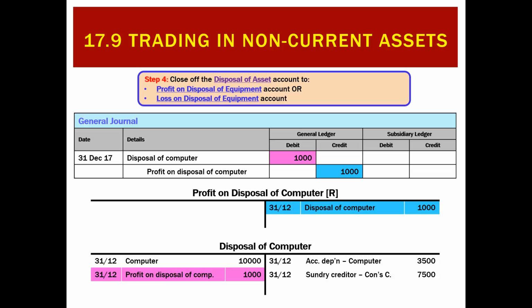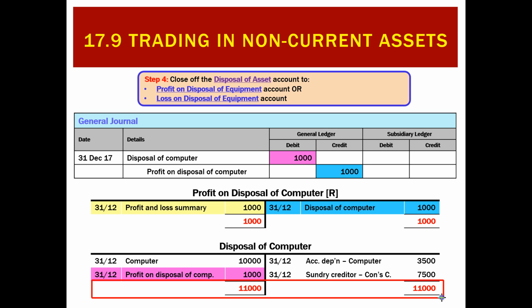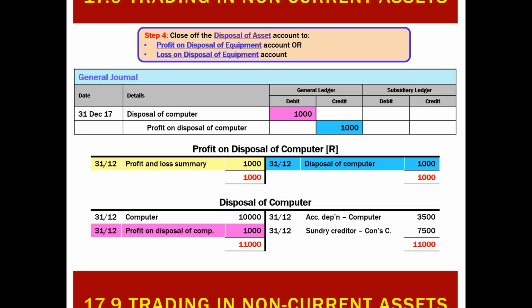Now at the end of the period, this is a revenue account, this is profit on disposal, so we better shut that down by sending it to the profit and loss summary account, reset it to 0, and then we'll see our disposal of computer account down here is actually now going to equal 0. It balances out. We've got $11,000 on each side, and that's the way it should be because this is an account that only exists for one day. Once we're done with it, we need to reset it to 0.